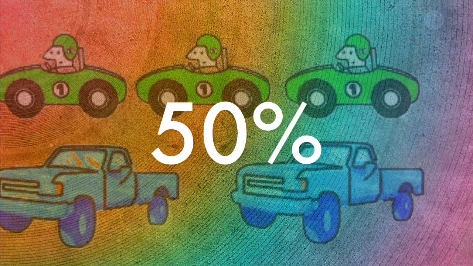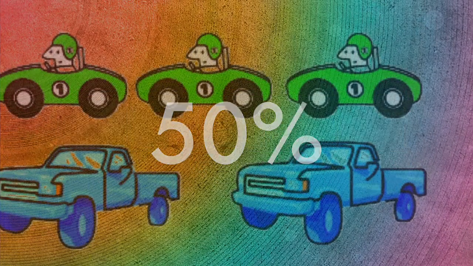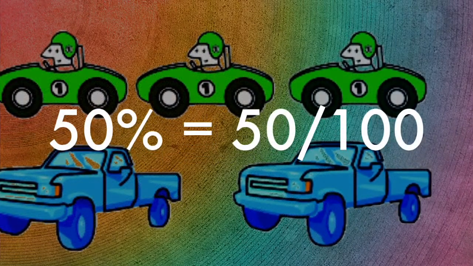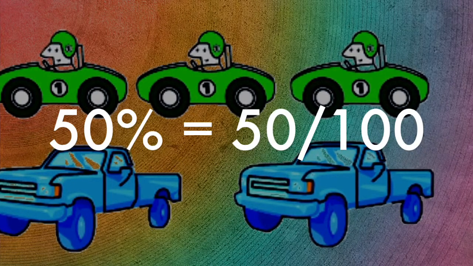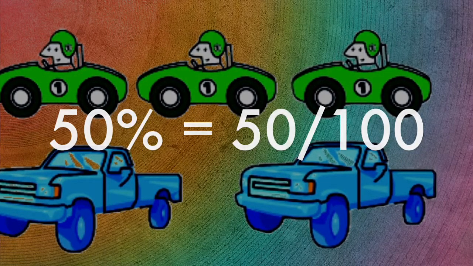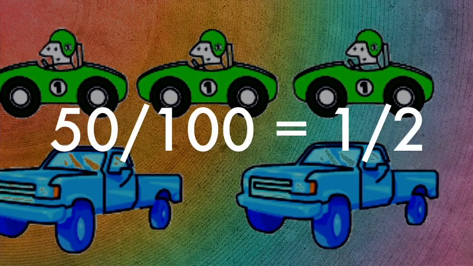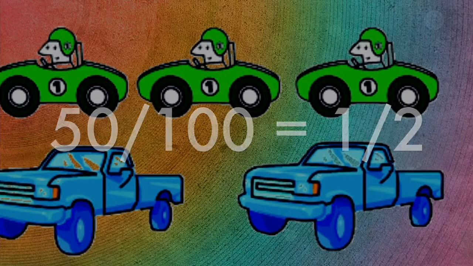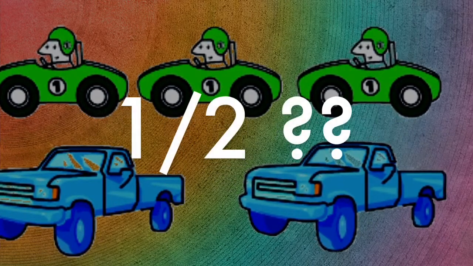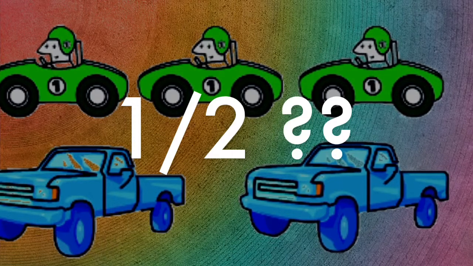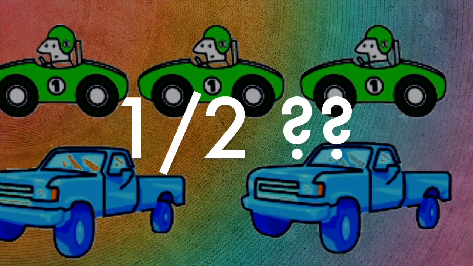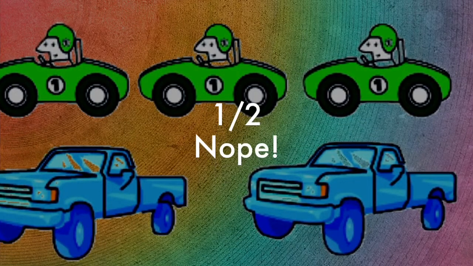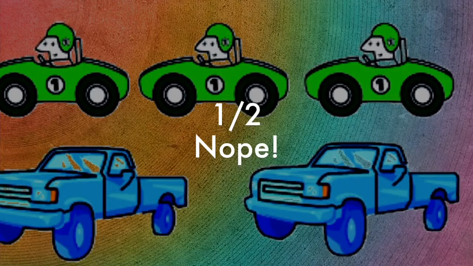By the way, what would 50% of the total vehicles be? Again, percents are related to fractions by being out of 100. So 50% is the same thing as saying 50 out of 100. And we know that we can simplify 50 over 100 to 1/2 if we divide both by 50. So 1/2 of the vehicles would be 50%. Is that the case with our 3 cars and 2 trucks? Again, no, Sam was not correct. 50% of the vehicles are not cars.